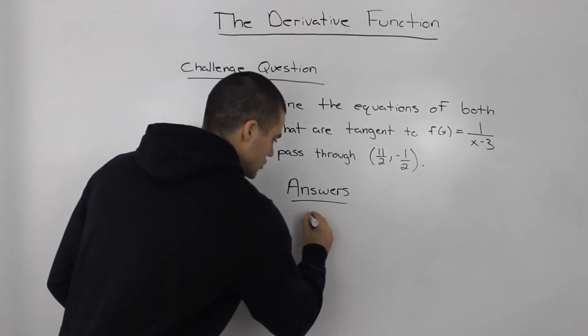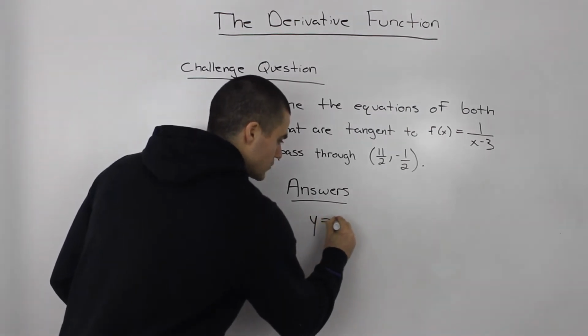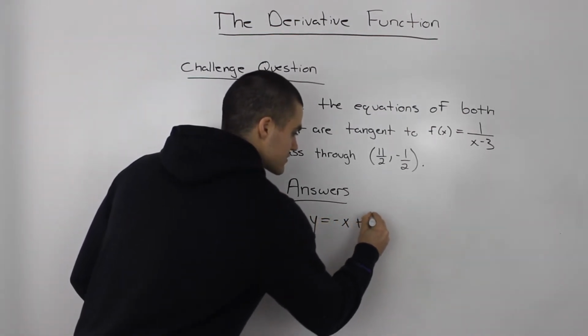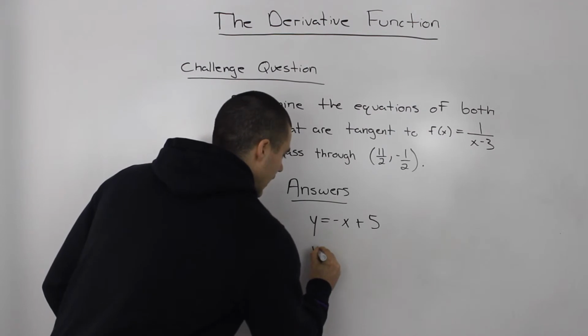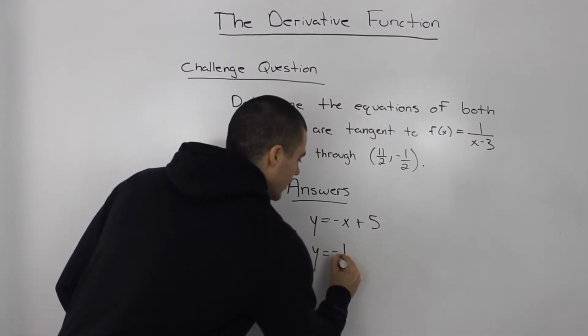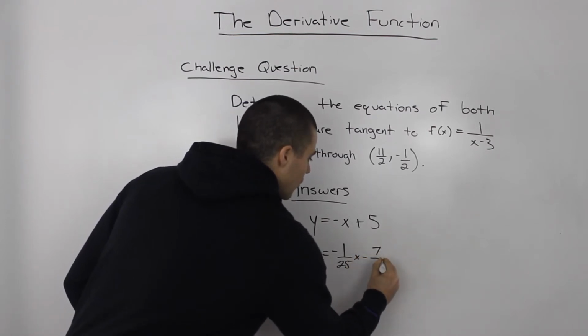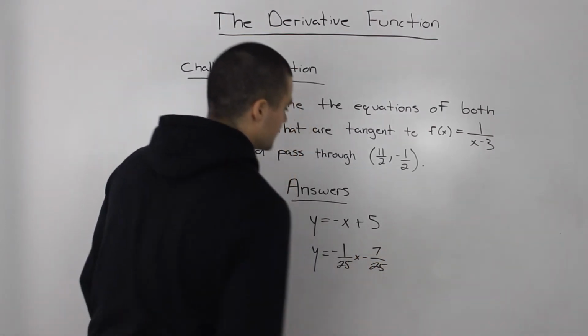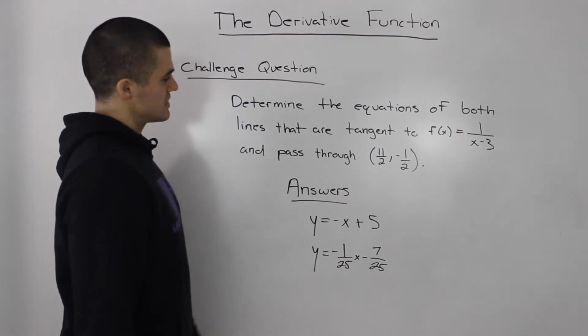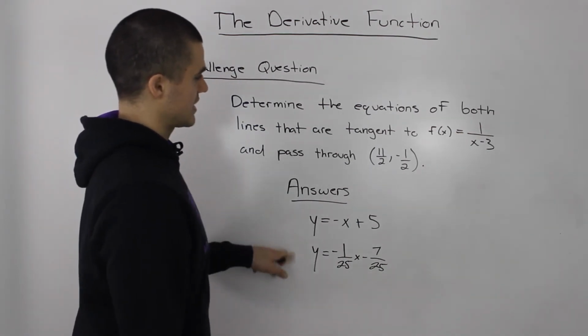So the two lines that you should get are y equals negative x plus 5, and the other line is y equals negative 1 over 25 x minus 7 over 25. All right, so see if you can get to these answers.